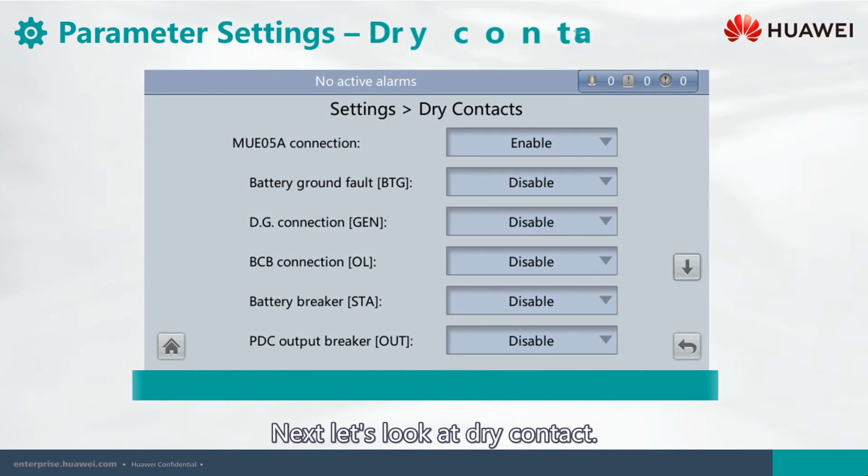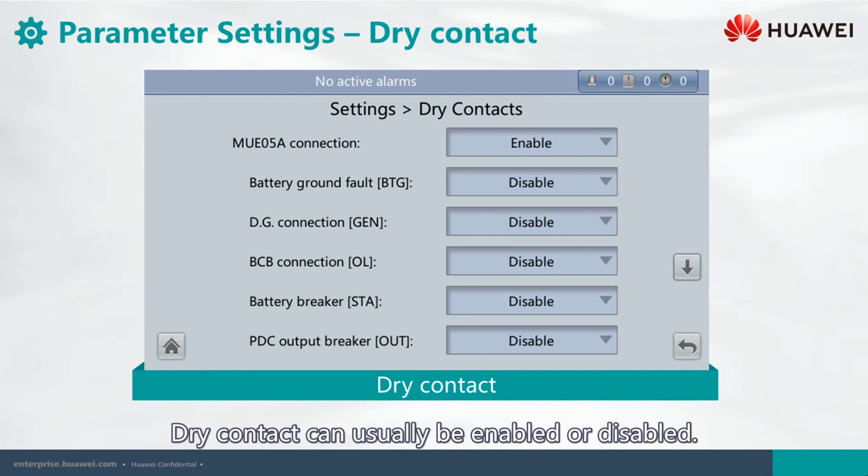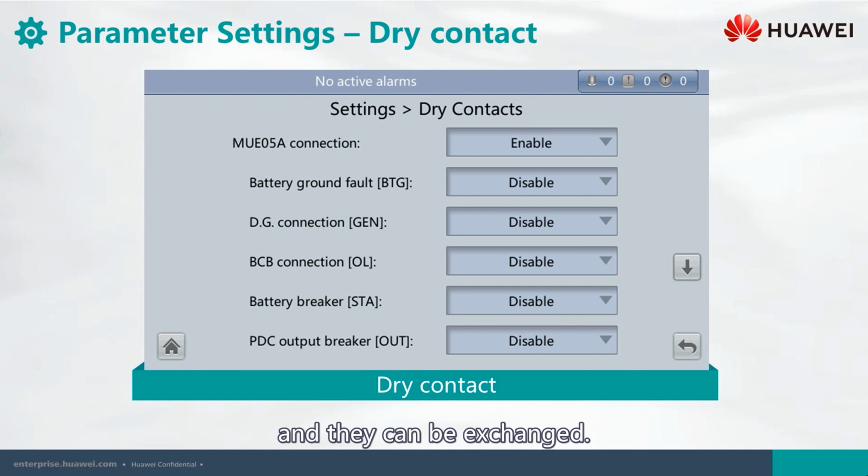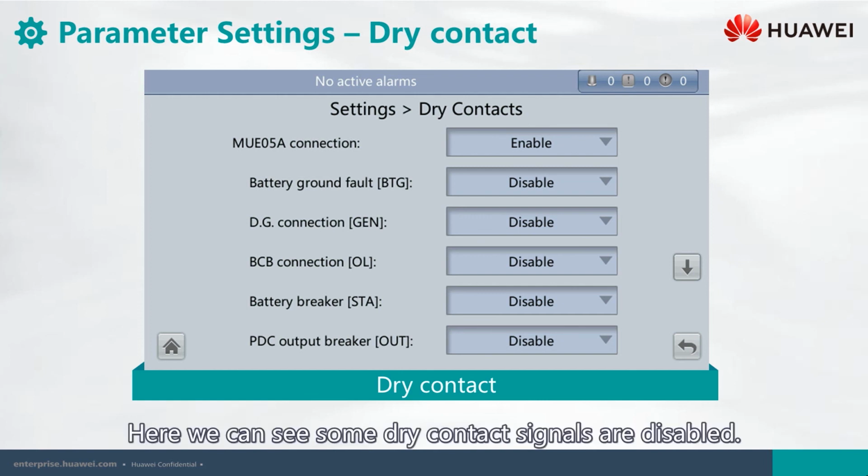Next, let's look at dry contact. Dry contact can usually be enabled or disabled. There is no polarity between two lines of dry contacts, and they can be exchanged. Here, we can see some dry contact signals are disabled.